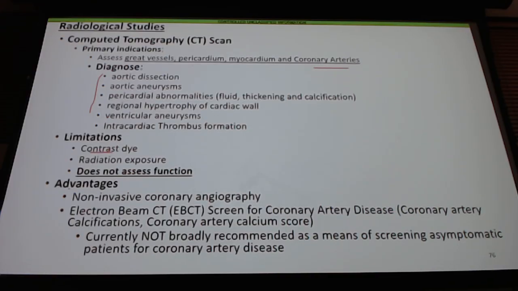So I need contrast dye in order to do this. So if I have somebody who is allergic to iodine, or somebody who has renal failure, that could impact the kidney function even worse. The other downside to a CT is it does not give me an ejection fraction, so it doesn't give me a functional assessment.